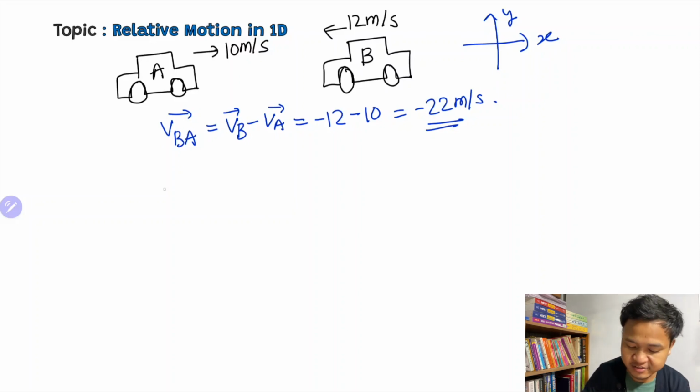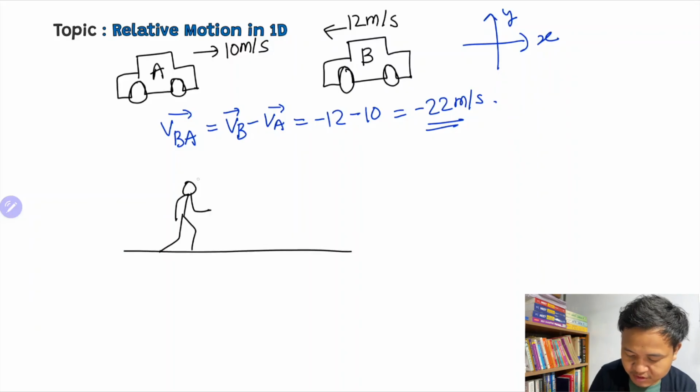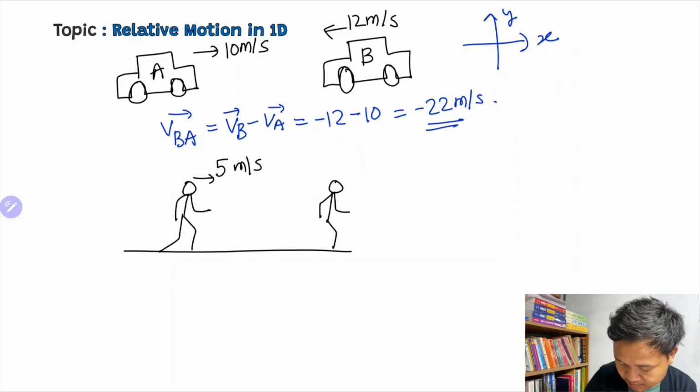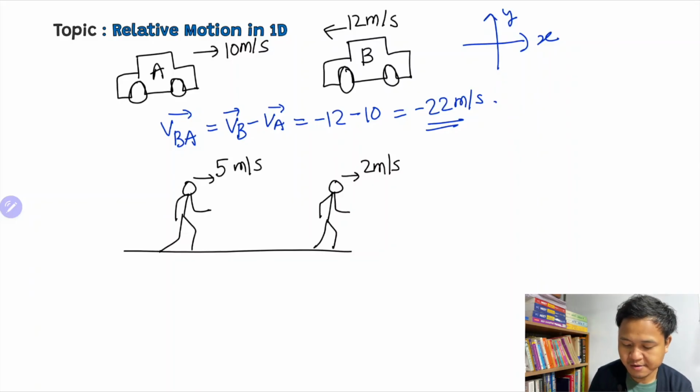Similarly, another example. Let's say a person is walking with, say, 2 meter per second. Another person is moving with, say, 5 meter per second. Another person is moving with 2 meter per second. So person A and person B. So how will person B be observed by you?